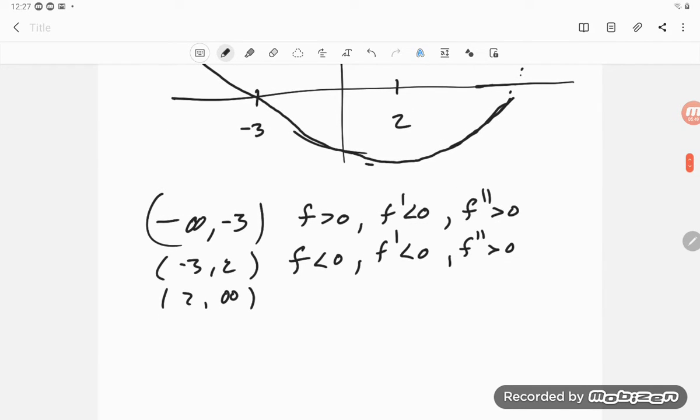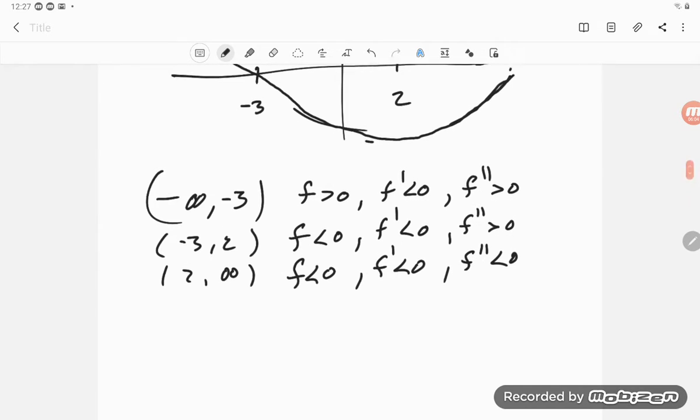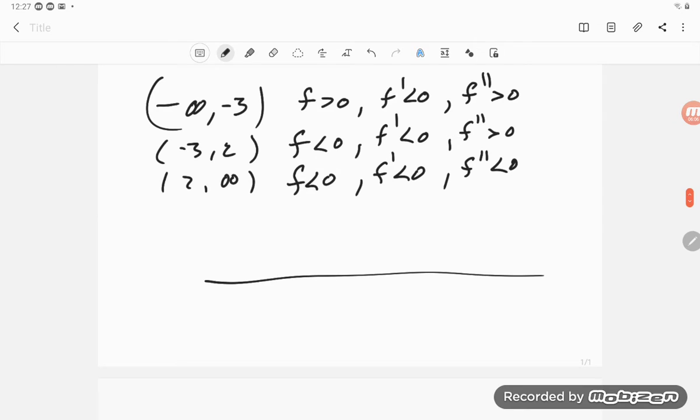And then suppose I have f is less than 0, f prime is still less than 0, and then f double prime is less than 0. Okay, what happens with that?